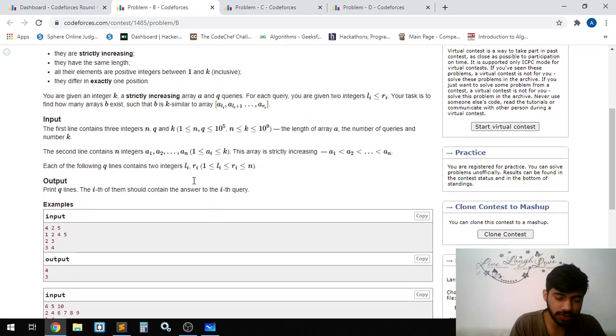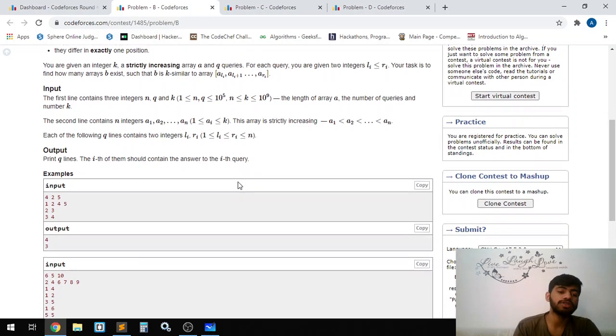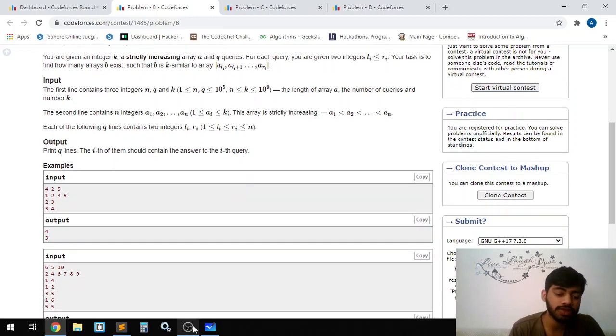Okay, so in the first input, it gives us the size of the array, the number of queries, and the k with the k-length array. The condition we have to keep in mind is that a of i is always less than or equal to k. Okay, that's an important condition. And the second point is that for each query it gives us two constants, that is Li and Ri. Okay, so that's the approach I'm basically going to use here.